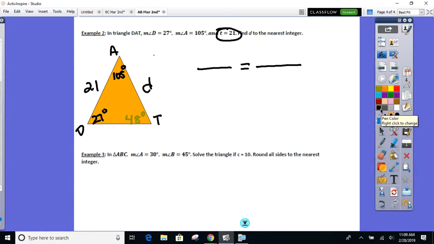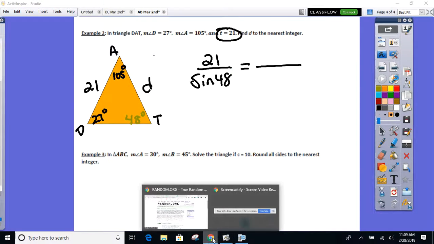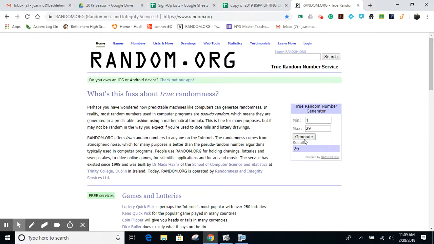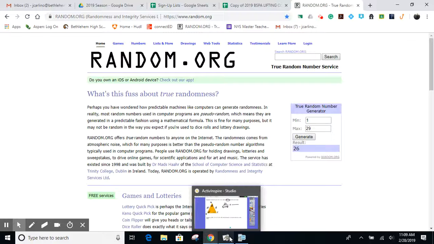Now, do you want to actually answer my question, which is I need one side of the proportion. Okay, so 21 over sine 48. Thank you. And what about the other side of the proportion? What's another side and angle? 26.